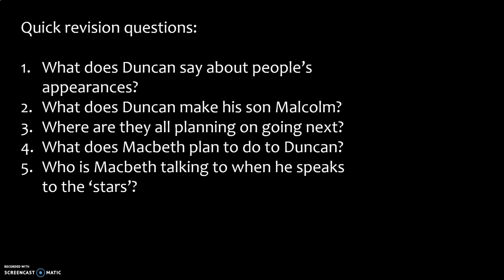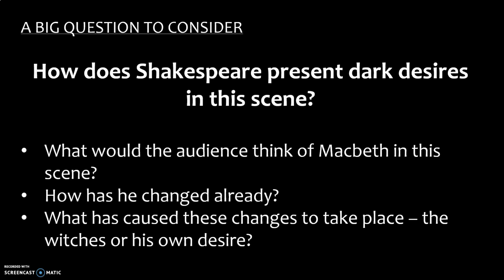A bigger question to consider is, how does Shakespeare present dark desires in this scene? So think about how he talks about Malcolm as a step. He uses that metaphor, a step which he must overleap, like literally step over him in order to get what he wants. There's some key questions beneath that main question that might help you answer it. So again, pause this video and have a go at this one.